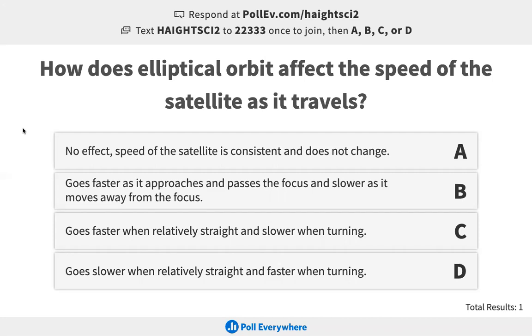the focus. C, it goes faster when relatively straight and slower when turning. In an ellipse, you have these long, straighter curves and then a much sharper curve. Or D, the opposite: it goes slower when relatively straight and faster when turning. So again, take your best guess on this. I know you don't have any background knowledge to operate off of, but we'll see how we're feeling.